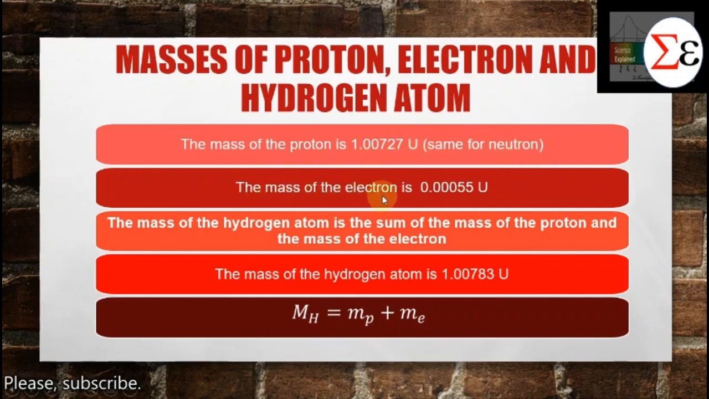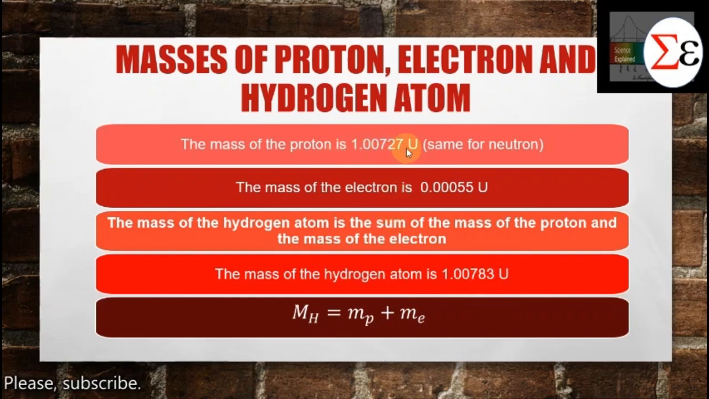And the mass of the electron is much smaller than the mass of the proton and neutron, which is 0.00055 u. However, the mass of the electron is added to the mass of the proton to give the mass of the hydrogen-1. The mass of the hydrogen-1 is the sum of the mass of the proton and the mass of the electron, and it is 1.00783 u, which is close to the mass of the proton.